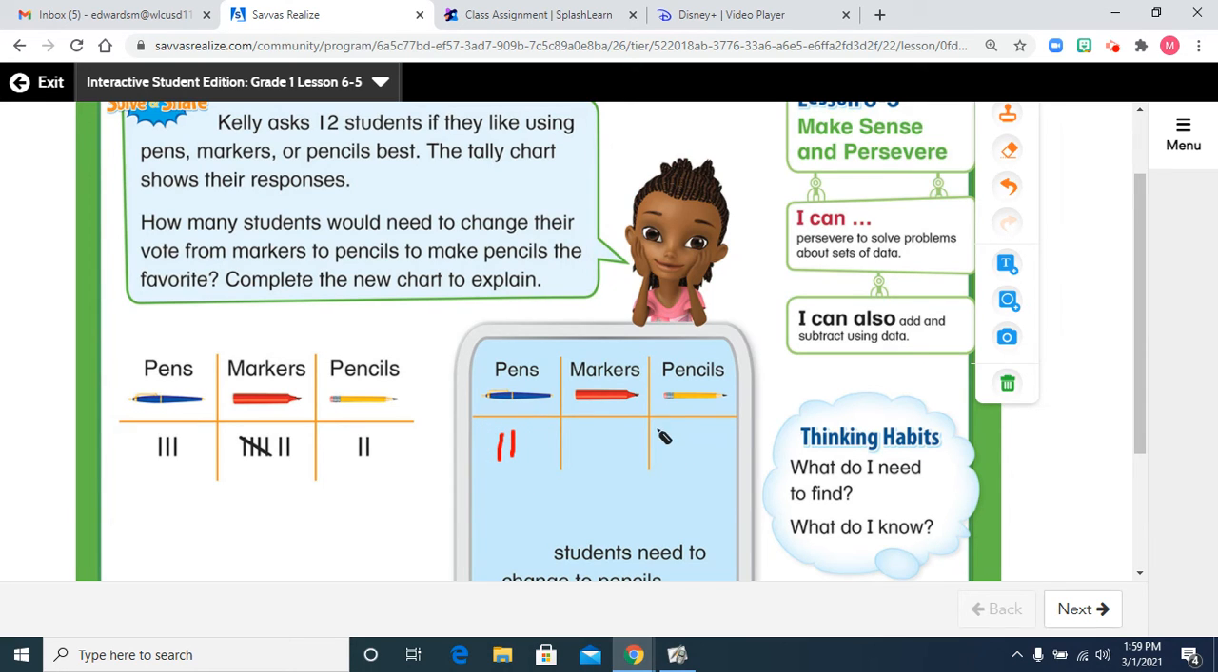Okay, and we know that pencils has 2 already, and we want pencils to be the one that has the most votes. All right, so let's look at markers, and it has 5, 6, 7. Okay, so let's put 7 in there.